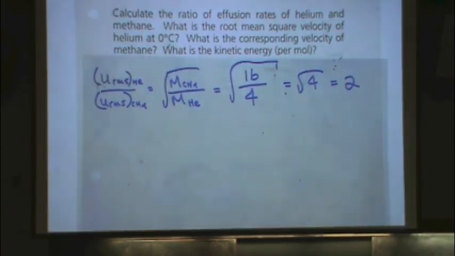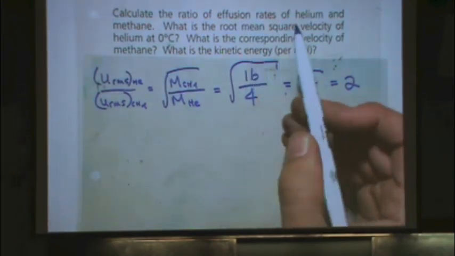Which one's faster, by the way? Helium or methane? Helium. How did you know that? Yeah, there's 2 ways you could have known that. Obviously, by looking at this number. But more conceptually, helium's smaller. So it should go faster. Specifically, it goes twice as fast. 2 times faster than methane. Okay. Now, let's do the next one.